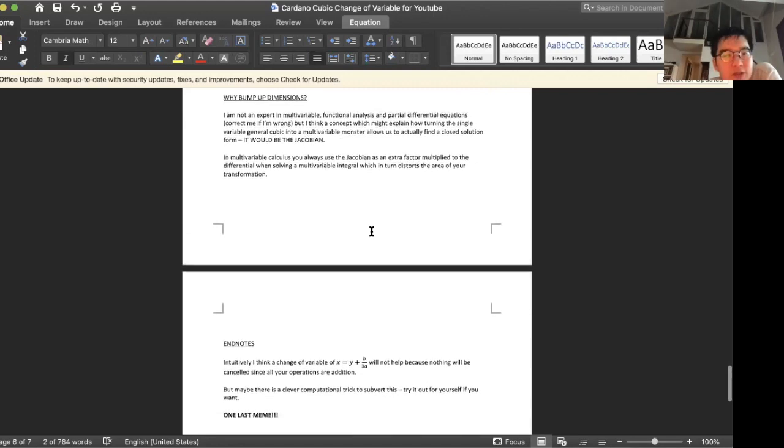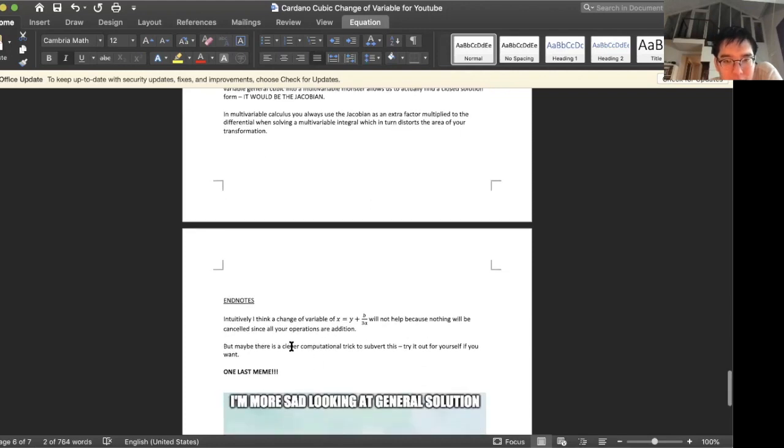Okay, so just a final endnote. Although I did mention that there was symmetry with the depressed cubic and possibly with this horrendous general cubic as well, that makes me want to cry. I don't think the change of variable x equals y plus b over 3a will help us find a solution because all the operations are addition. There will be no cancellation here, but maybe there's some clever computational setup you can put up and then you'll actually get the answer. I leave it to you as the viewer to try that out.